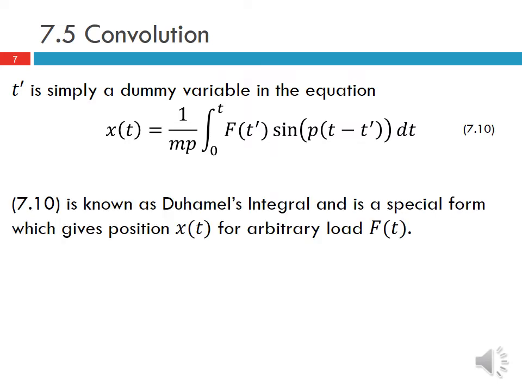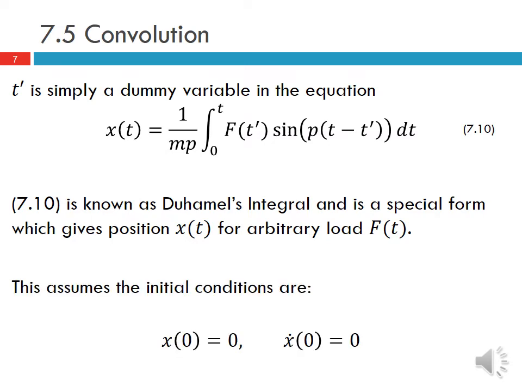This expression is known as Duhamel's integral, and it is a special form which gives the position x of t for an arbitrary load F of t. This assumes that the initial conditions at time t equals 0 are that the system was at rest. So x of 0 is 0 and x dot of 0 is 0.